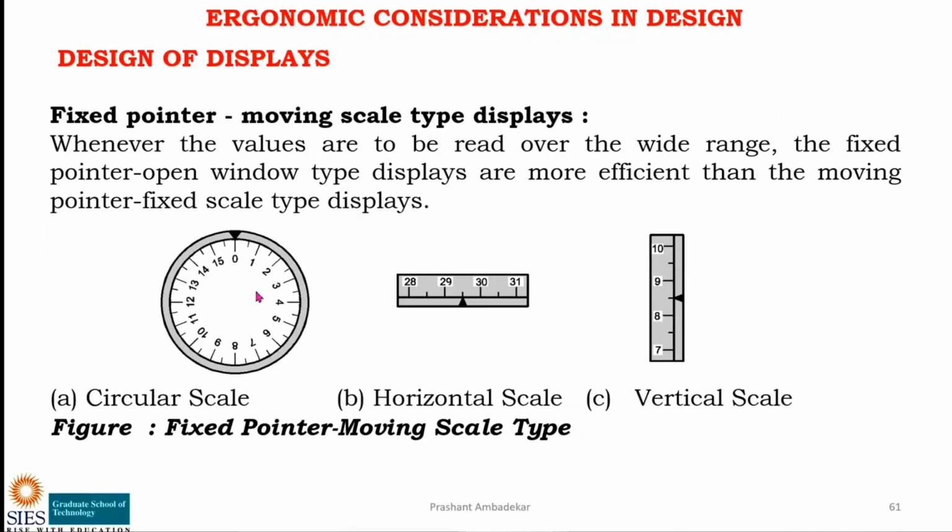This is a second example where you can see that the pointer is fixed but the scale is moving. Weighing machine पे देखते हैं, weighing machine पे मिलता है ना ये ऐसा. The pointer remains fixed and what moves is the scale. So this is quantitative display. Here the pointer will remain fixed and this will move. This is quantitative display.